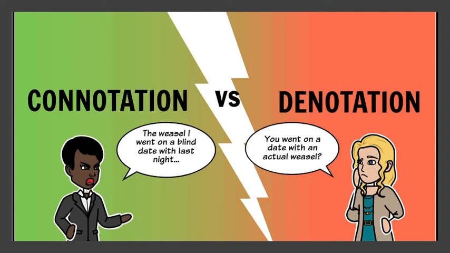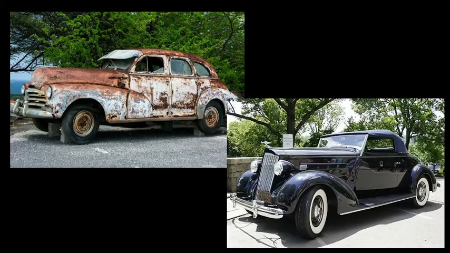Let's try another example. Is something old, antique, vintage, or outdated? Technically, these words share the same denotative meanings, but where old and outdated have negative connotations associated with them, antique and vintage are far more positive. You don't want an old car, but a vintage one is considered cool.